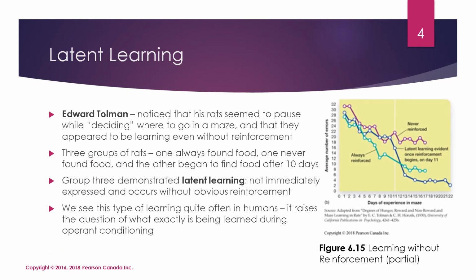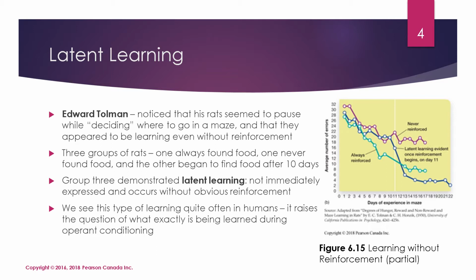So latent learning was something noticed initially by Edward Tolman. He was conducting research with rats who he was placing in a maze, and they could explore the maze, and the end goal in a lot of cases was to get to the middle of the maze to obtain a treat. He noticed that his rats seemed to pause while they were deciding where to go in a maze. So it seemed like they were thinking about where they should go next, and that they appeared to be learning even without being reinforced.